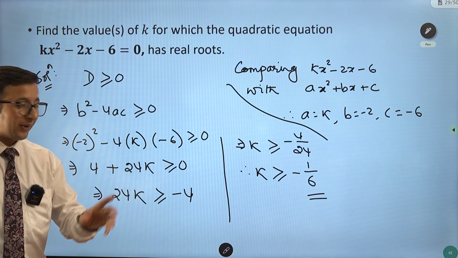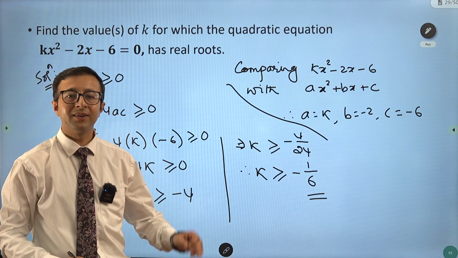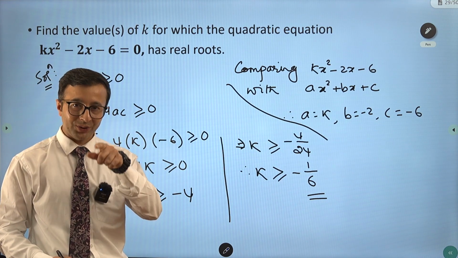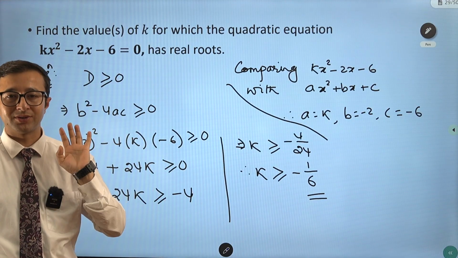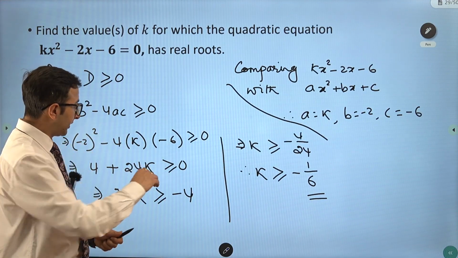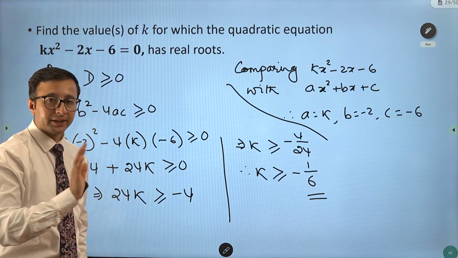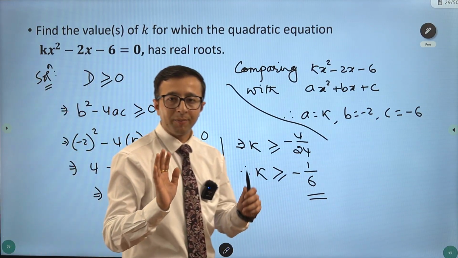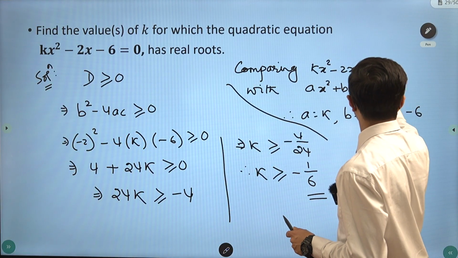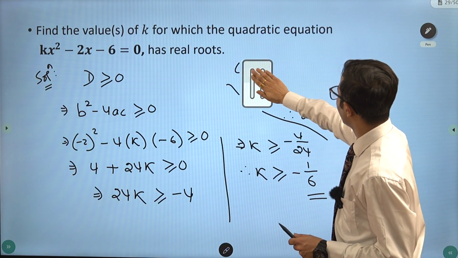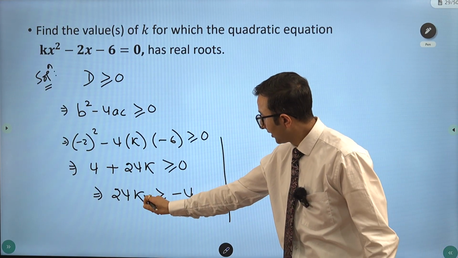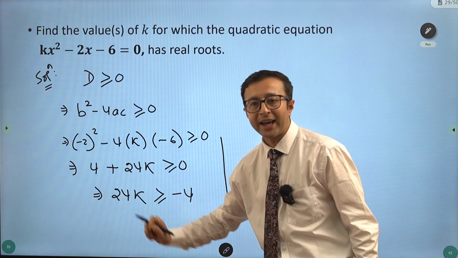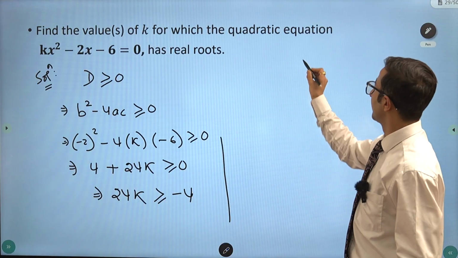What if the value of k is less than -1 by 6? Then this quadratic equation will not have any real root. So for this type of inequality sign, I am explaining a basic concept. Remember this one, because every time you will not get problems where the value of k is positive.